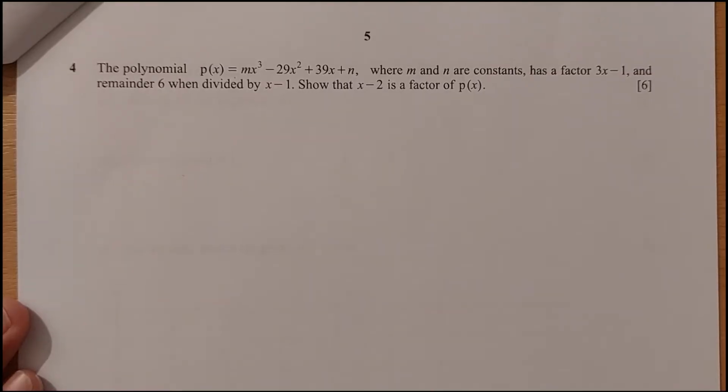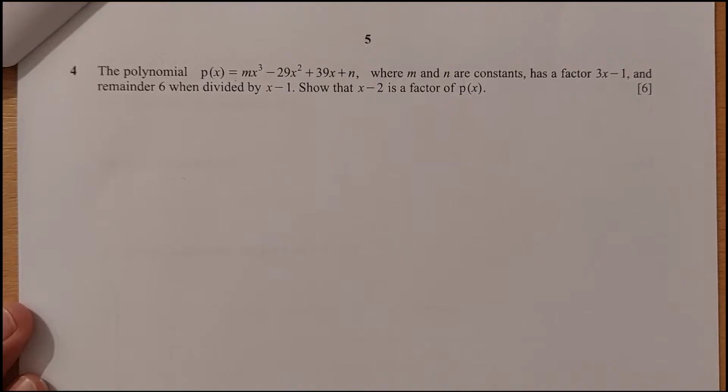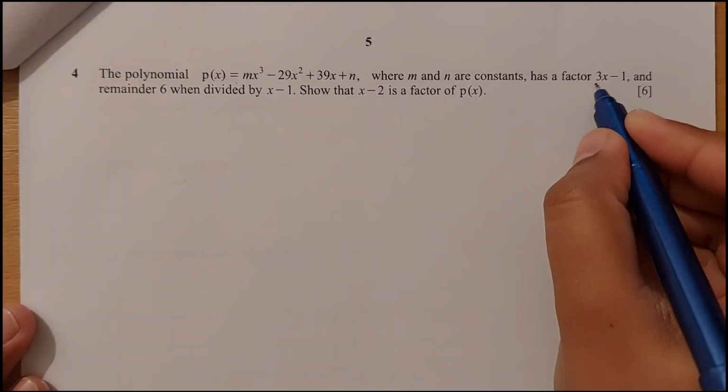Question number 4, the polynomial p of x, where m and n are constants, has a factor 3x minus 1.